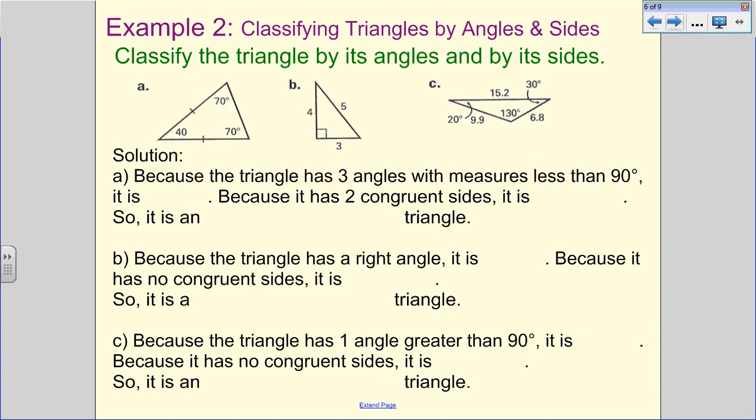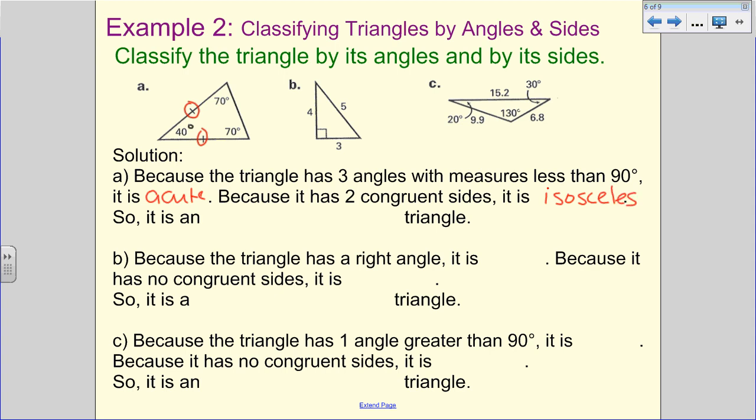Example 2. Classify the triangle by angles and sides. So now we're going to give it two names. So we're going to first look at the angle. So if we look at triangle A, it has a 40-degree angle, and then it has two 70-degree angles. It has two congruent sides. So we look there, we've got the congruent sides. So because the triangle has three angles with measures less than 90 degrees, 40, 70, and 70, it is acute. And because it has two congruent sides, it is isosceles.